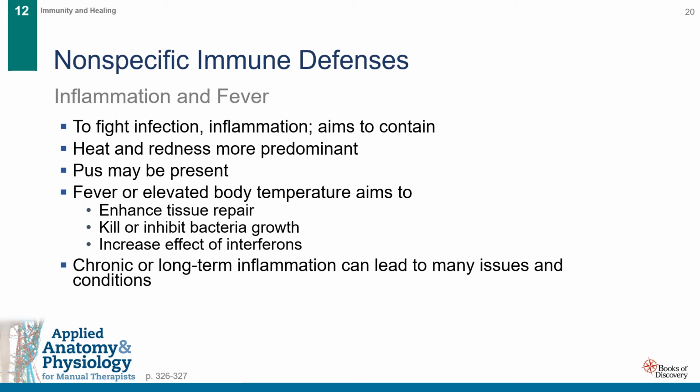When this process is initiated by pathogens rather than tissue trauma, the primary goal is to fight and contain the infection rather than to stabilize tissue for repair. In cases of infection, the classic symptoms of inflammation may shift slightly. There may be less localized swelling and pain, but an increase in heat and redness. In addition, a local infection may be accompanied by a thick whitish fluid called pus, which is a mixture of interstitial fluid, destroyed pathogens, phagocytes, and living or dead white blood cells.